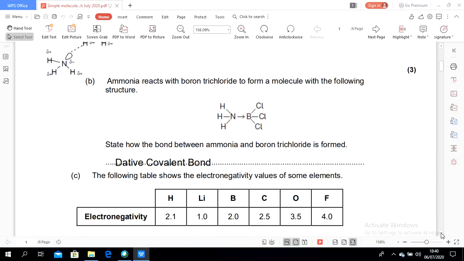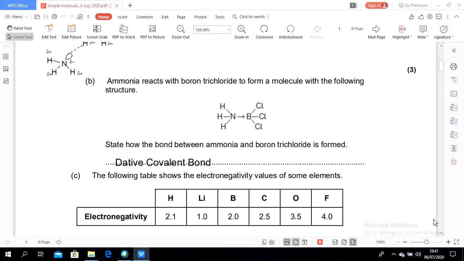And then for number B, ammonia reacts with boron trichloride to form a molecule with the following structure. So there is a presence of a lone pair in nitrogen. We know nitrogen contains 5 electrons in the outermost shell, and 3 electrons have been occupied with hydrogen, so it is left with a lone pair. The lone pair is donated and makes a bond with the boron covalently, so it is called a dative covalent bond. It is not transferring electrons, it is not sharing electrons, but donation.